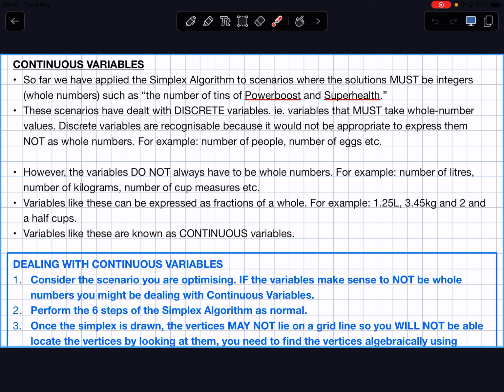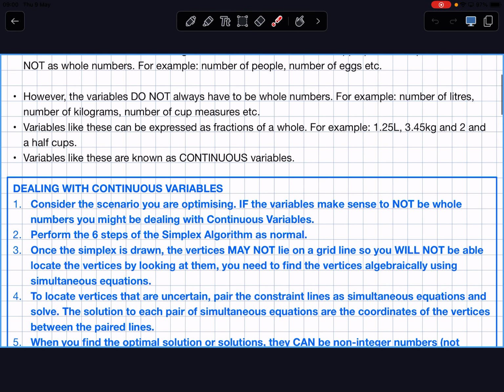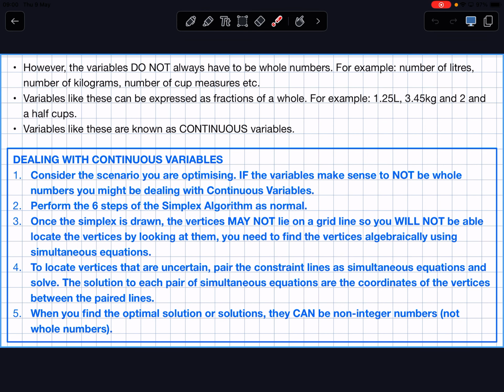whole. However, the variables do not always have to be whole numbers. For example, the number of litres. Do I always have to have full numbers of litres? No. Do I always have to have full numbers of kilograms? No. And are there different measures of cups? Can I get a half cup measure or a quarter cup measure? Variables like these can be expressed as fractions. For example, 1.25 litres, 3.45 kilos, 2.5 cups, etc. Variables like these are known as continuous variables.